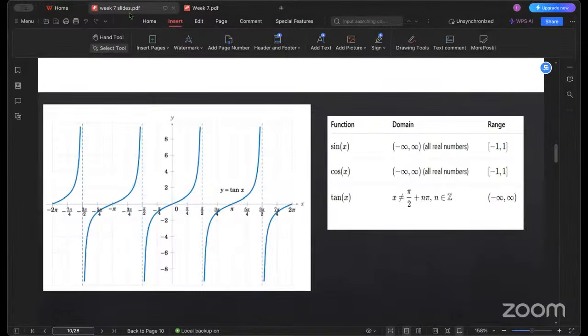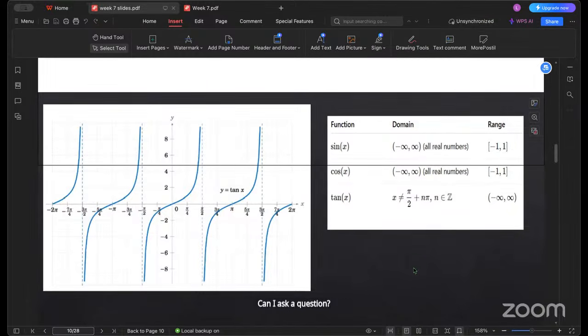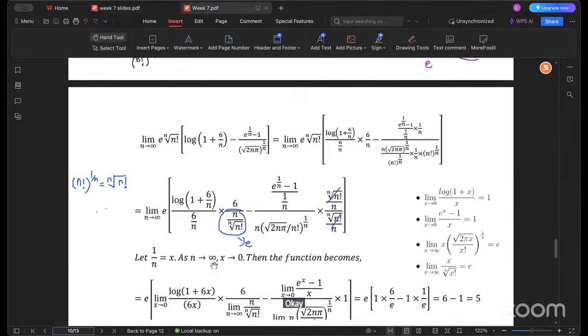I'm having something hiding. One last question, ma'am. I'm just struggling to move this. Can I ask a question? Yeah, just a minute. Let me complete this student's question. We have to just wait. Okay, now it went away. Okay, yes. What was the doubt?